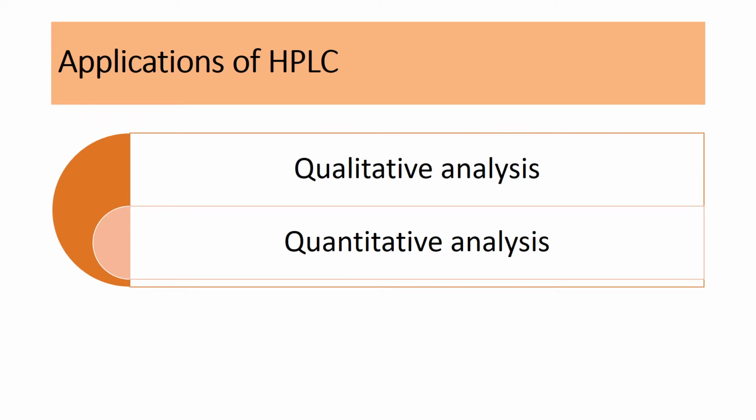So applications of HPLC are of two types. It can be used for qualitative analysis as well as for quantitative analysis. When we say qualitative analysis, it is for the identification purpose. When we say quantitative analysis, it is for finding out the quantity of the substance.